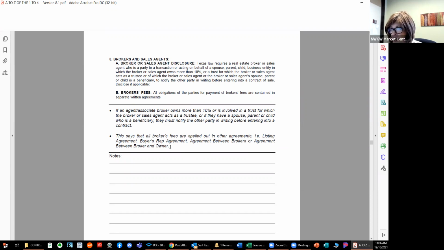And it also says that all brokers' fees are spelled out in other agreements. In other words, listing agreements, or buyer's rep agreements, or agreement between brokers, or agreement between broker and owner, such as a FSBO.